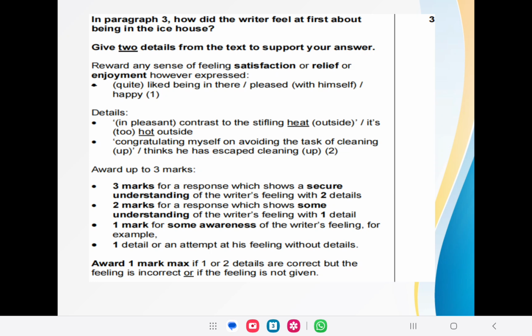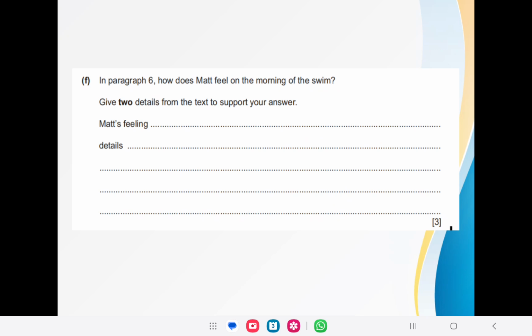So these are the details, and the student has written the same details, but he has given the details a lot. He has written very long details. Now 3 marks for a response which shows a secure understanding of the writer's feelings with 2 details. You can read this. Now look at the next one. You have done this before.